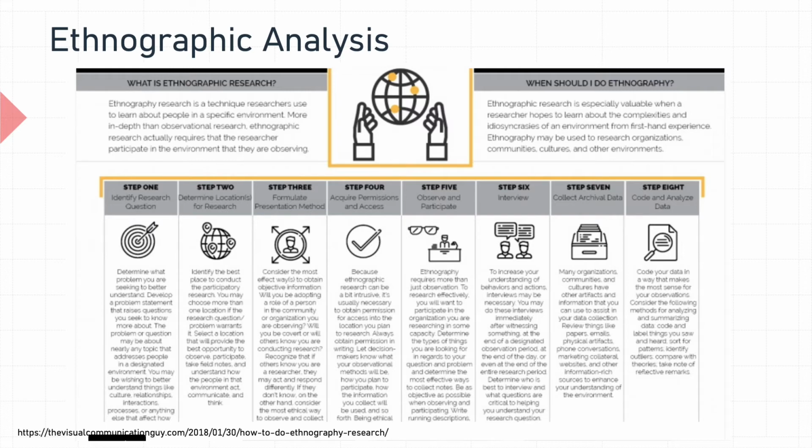We want to collect archival data. So many organizations and communities and cultures have a lot of documents and data. You always want to collect that data and make sure you're reviewing it as well. And there are many sources of data, from physical documents to emails to records of phone conversations to media data that organizations have put out. And finally, you want to code and analyze the data. And again, coding is critical, and your textbook walks you through an example of a coding process.